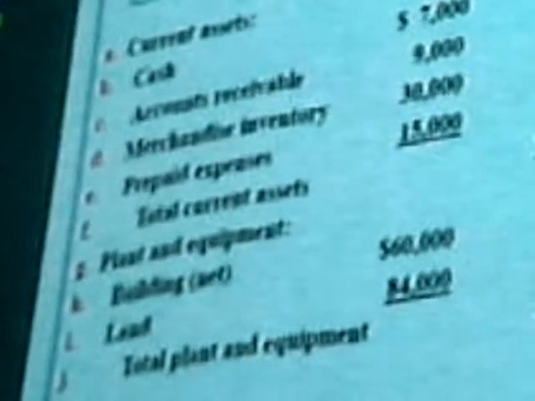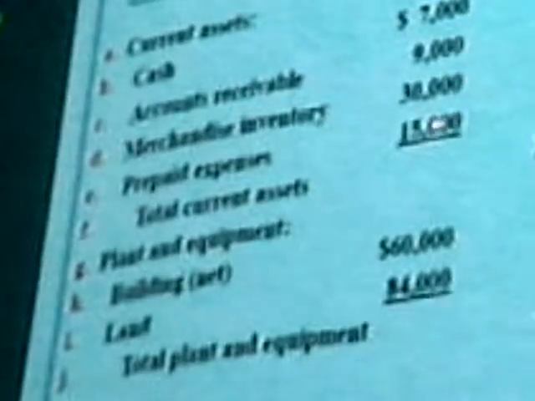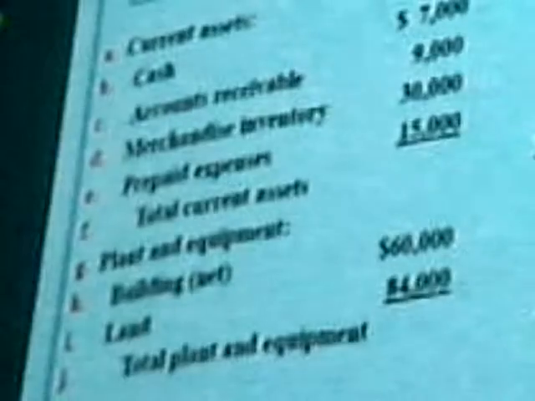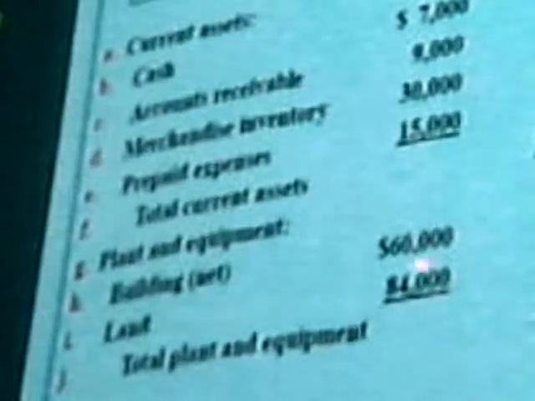Look at what's going on here. We add all these numbers together, and where do we put the answer? Right here. That's where you got this number. We added all these together. And then we come to the long-term or fixed assets, and we add these two together and put the answer where? Here. Then you total those two, and you get this number. Okay?